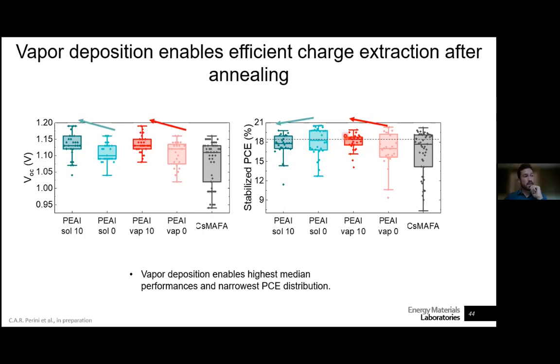And another advantage of vapor deposition is the fact that the phase purity of these interfaces seems to result in a very narrow performance distribution, which is very beneficial if we're thinking about large area devices and also about reproducibility.